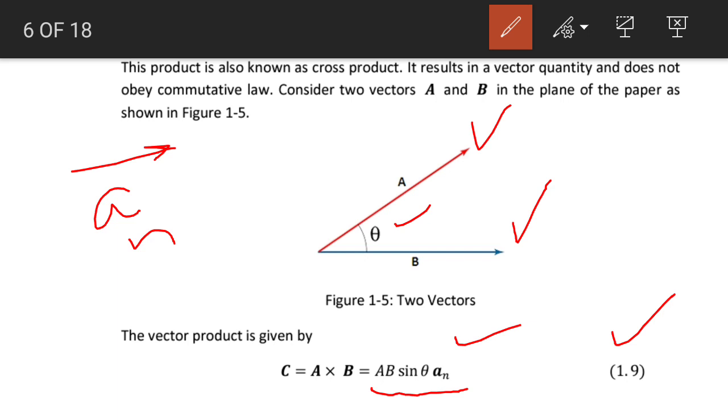And if you want to find out the proper direction of the resultant vector, we apply the right-hand rule. How do we apply right-hand rule? I shall explain this right-hand rule in the online session for this particular lecture. So vector C, the resultant vector, will be normal to the plane containing A and B.